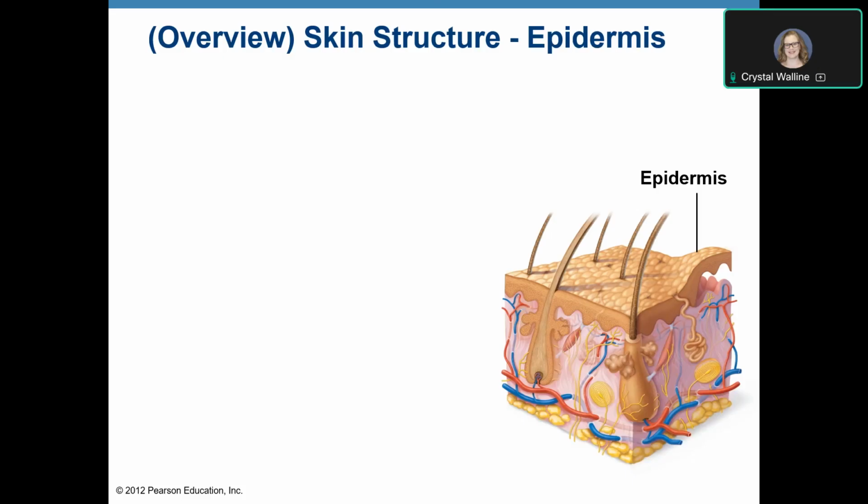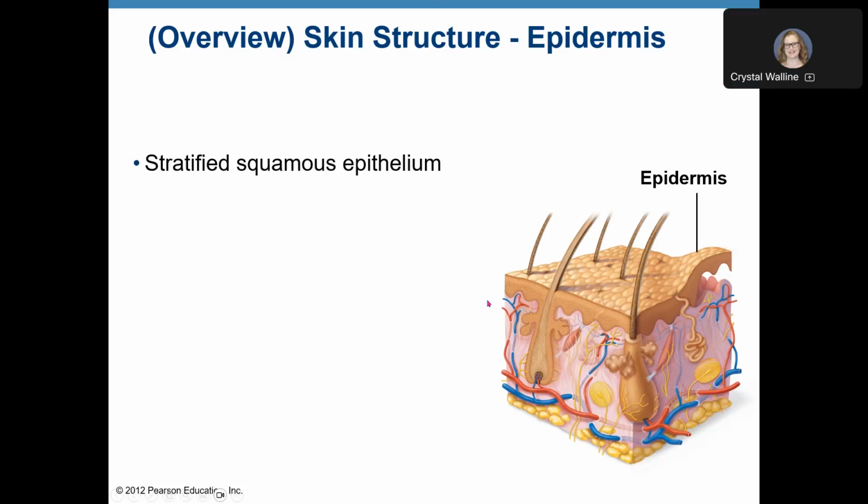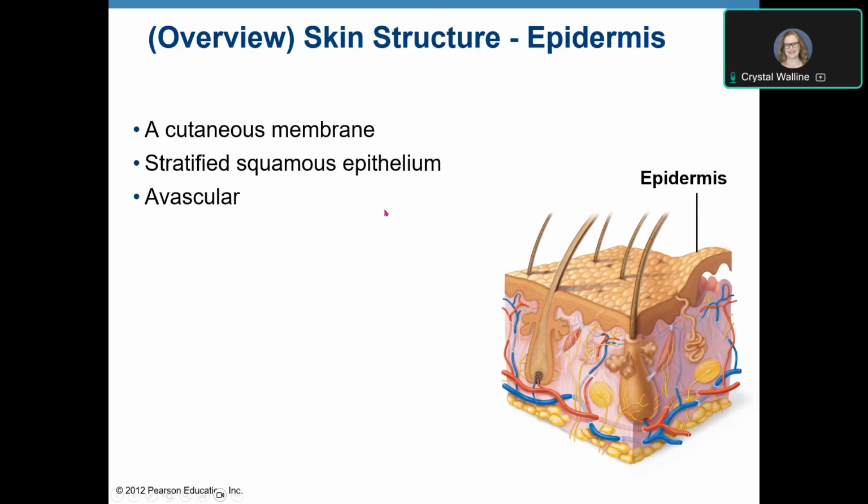Let's start with an overview of the skin and talk about the two layers that compose it. First, we have the epidermis. Epidermis is made out of stratified squamous epithelium. So we learned about that in the previous chapter on tissues. It is also referred to as the dry cutaneous membrane. Remember that all epithelium is avascular, meaning they don't have their own direct blood supply.